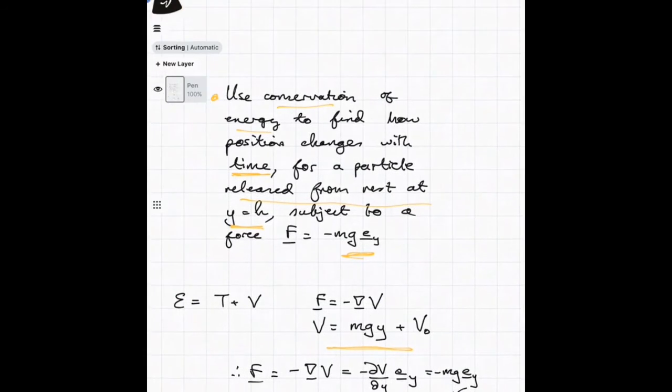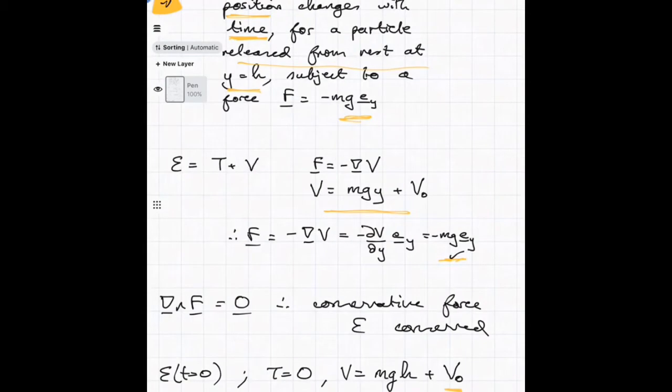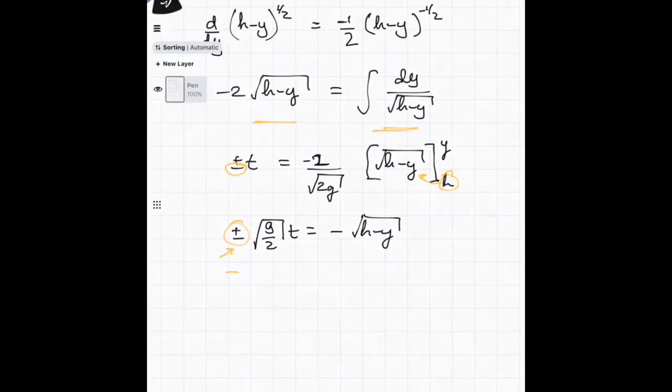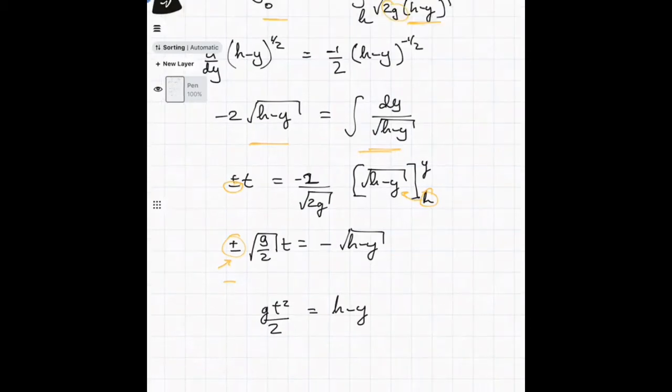The question asks us to work out the position, how the position changes with time. Okay, so we just want to rearrange this now for position. And the first thing we're going to do is square both sides. And when we square, the plus or minus question disappears anyway. We get h minus y on the right-hand side. And then just rearranging this, we get y is h minus gt squared over 2.